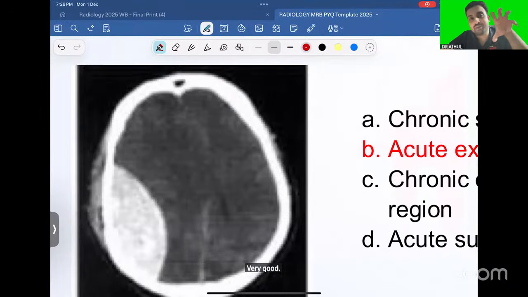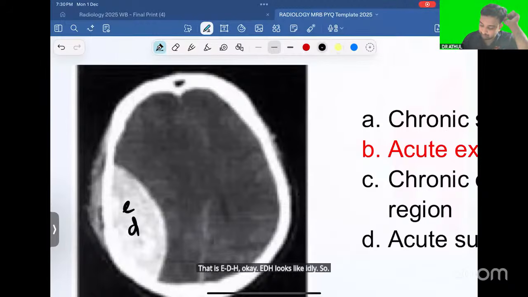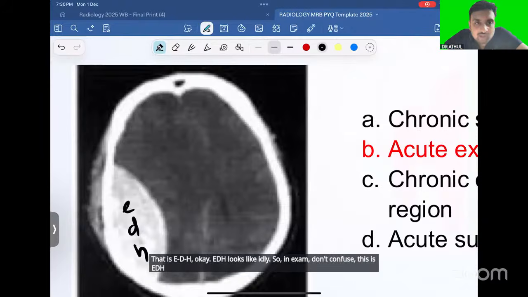Simply, in the exam, you should never forget: it looks like an idli. White, and the shape is like an idli. If it looks like an idli, that is EDH. EDH looks like an idli, so in the exam, don't get confused. This is EDH.